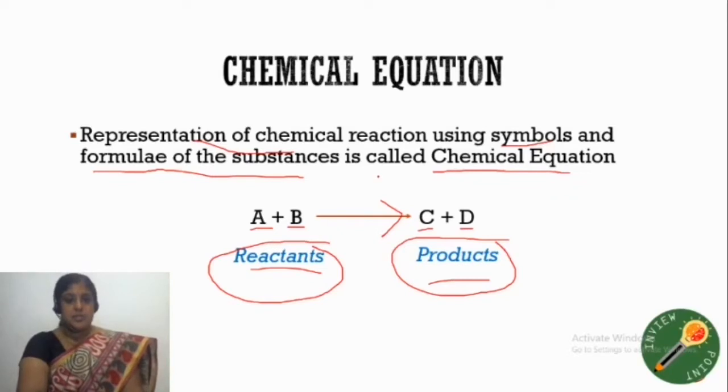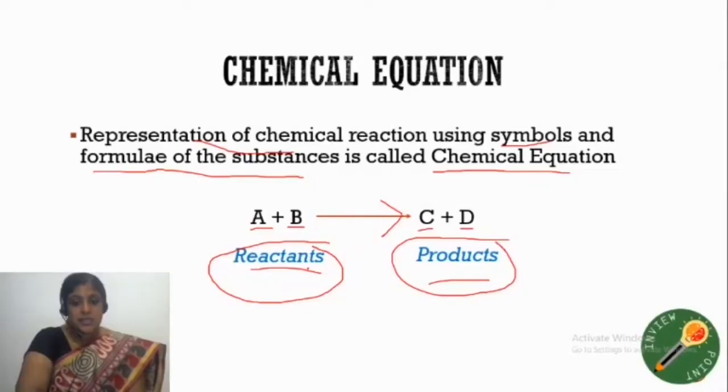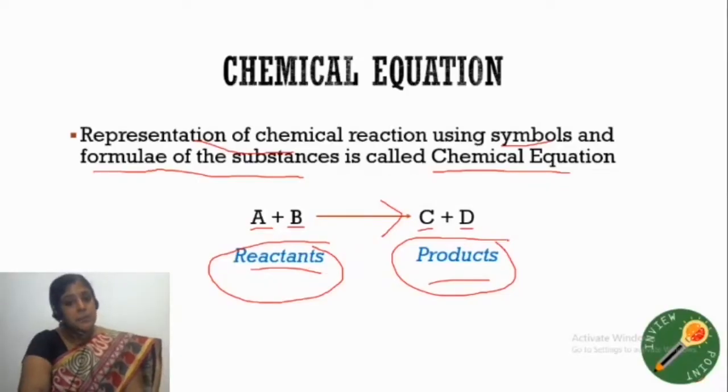So a chemical equation is a representation of chemical reaction using symbols and formula of the substances. Reactants are the substances which react. So here A and B are the two substances which react together to form C and D. So A and B are the reactants while C and D are the products. And reactants are always written on the left hand side, and products are written on the right hand side of the arrow. The arrow indicates the direction of the reaction.